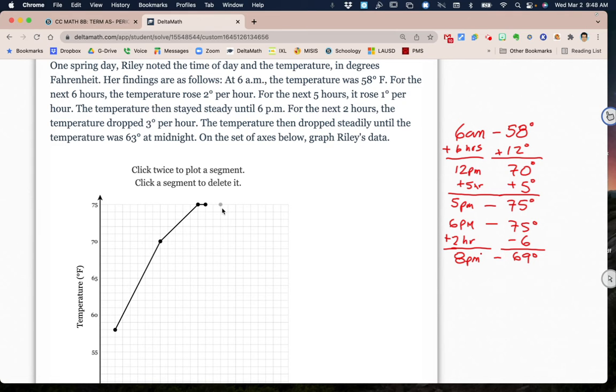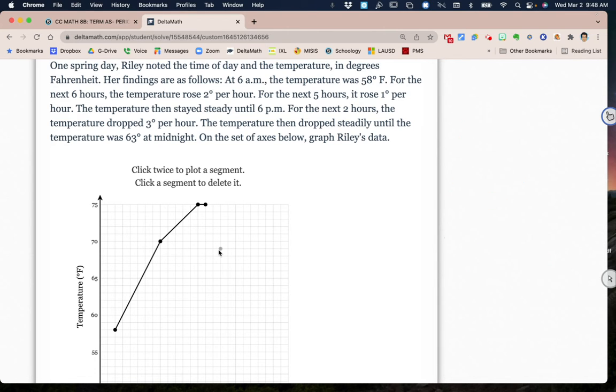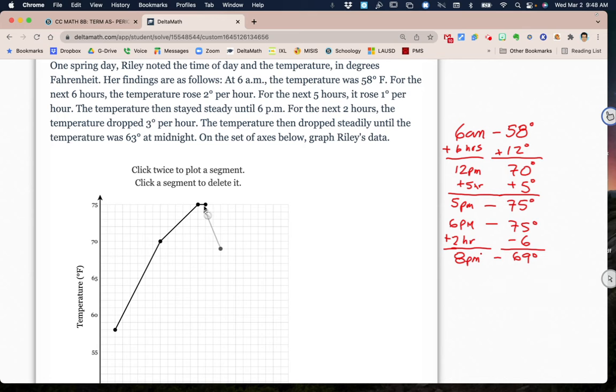Another way to do this is go down 3 degrees every hour. So you're here and you go down 3 degrees, down 3 over 1, down 3 degrees over 1. So you're there and then connect it. So you could do it that way. Just follow what they say. Dropping 3 degrees over 1 hour, drop 3 degrees over 1 hour.